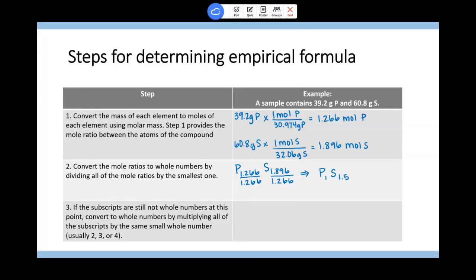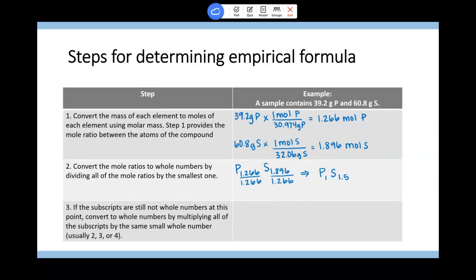Okay, so after step 2, in the last example we were done here, we had whole numbers for the subscripts, but here we still don't have a whole number. So if you get to this step and you don't have whole number subscripts, we can't divide by the lowest number again, because the lowest number is 1. We'd get the same molar ratio here. So then we move on to step 3.